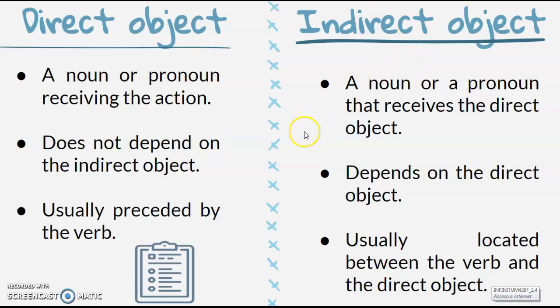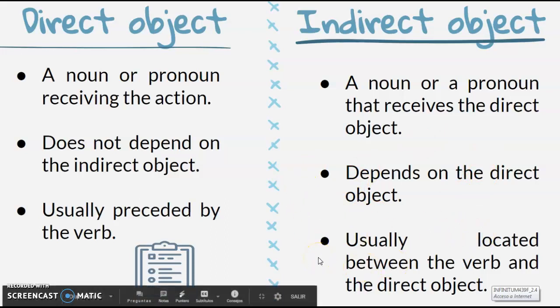In the case of indirect object, remember that it's either a noun or a pronoun that receives the direct object. It depends on the direct object. If we don't have a direct object, we're not going to have an indirect object. And it is usually located between the verb and the direct object.